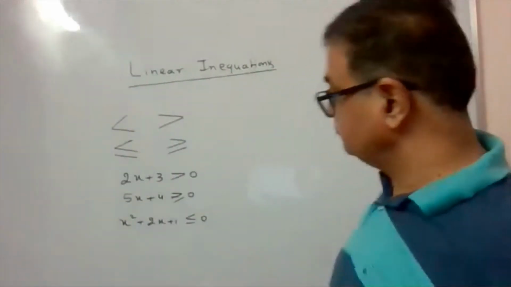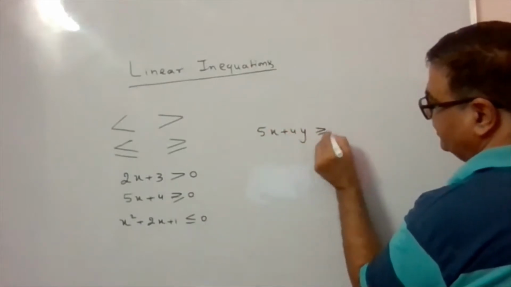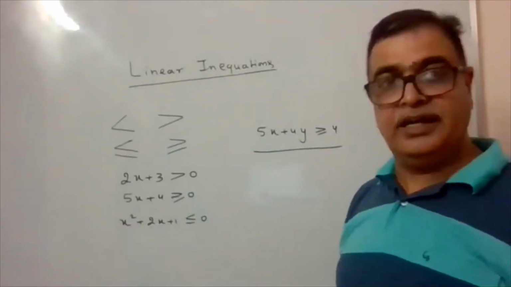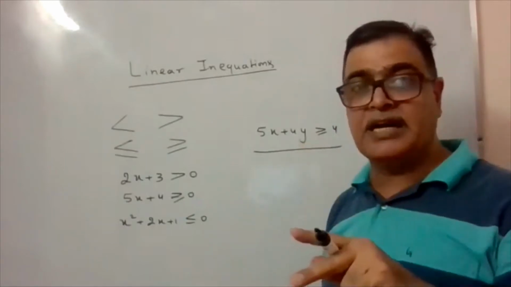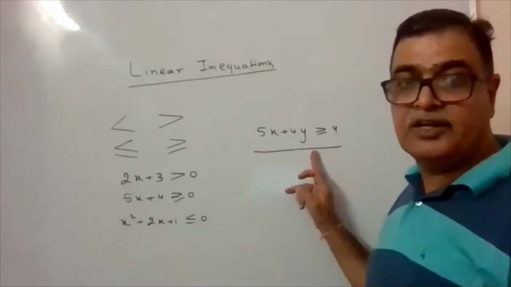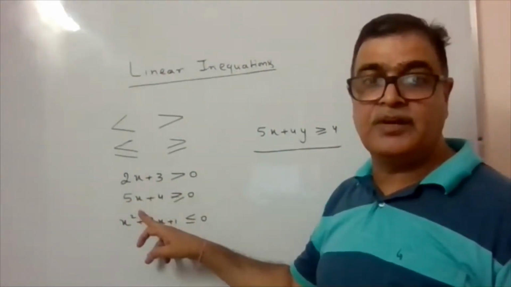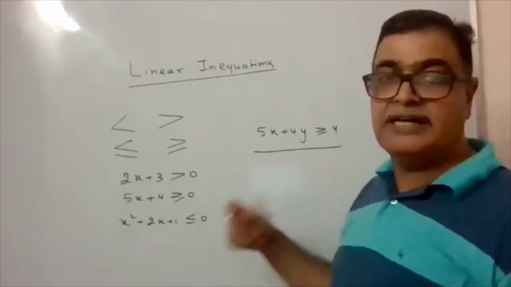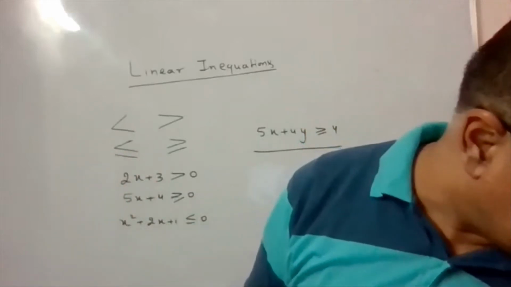Now, one more thing, if the inequation comes like this, 5x plus 4y greater than or equal to 4, then this will be called linear inequation because the power is 1. But how many variables are involved? 2. So I call this a linear inequation with 2 variables. This was linear inequation, this is linear inequation, but they are with variable 1. This is quadratic inequation with one variable. This will be called linear but with 2 variables. So that way you should keep in mind.